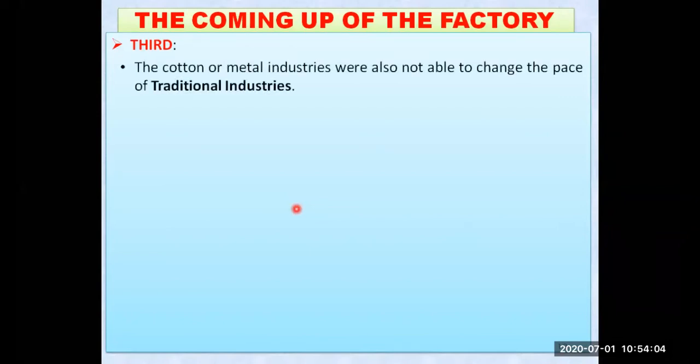The cotton and metal industries were not able to change the pace of traditional industries. अब ये दो industries मिलकर भी, cotton and metal industries, they were not successful in changing the type of production going on in the traditional industries. Traditional, जो पुराने जमाने के industries जो थे, those not using advanced machines to produce goods, they are the traditional industries. So the new cotton and metal industries were not able to change them fully. पूरे तरीके से वो change नहीं कर पाए.